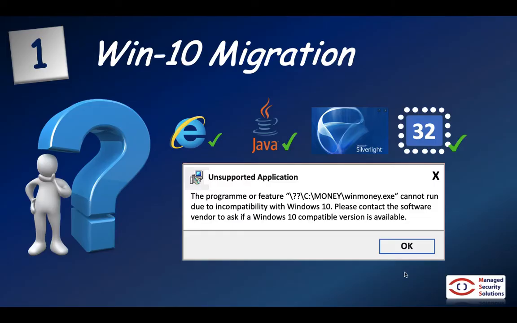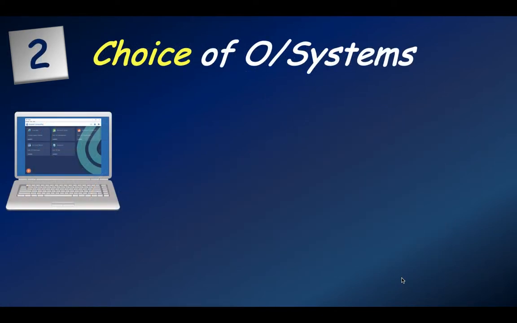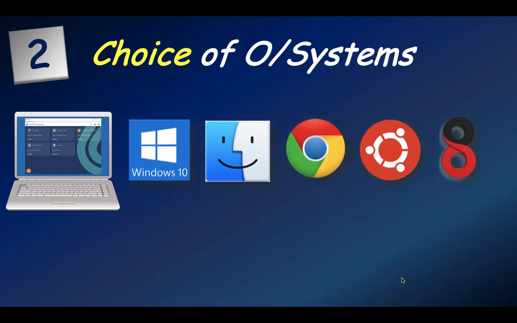So what's reason number 2? Well, I've actually showed you reason number 2 already, but let's talk you through it. When you purchase droplet computing, you have a choice of 5 different operating systems to choose from: Windows, Mac OS, Chrome OS, Ubuntu, and Red Hat Enterprise Linux.